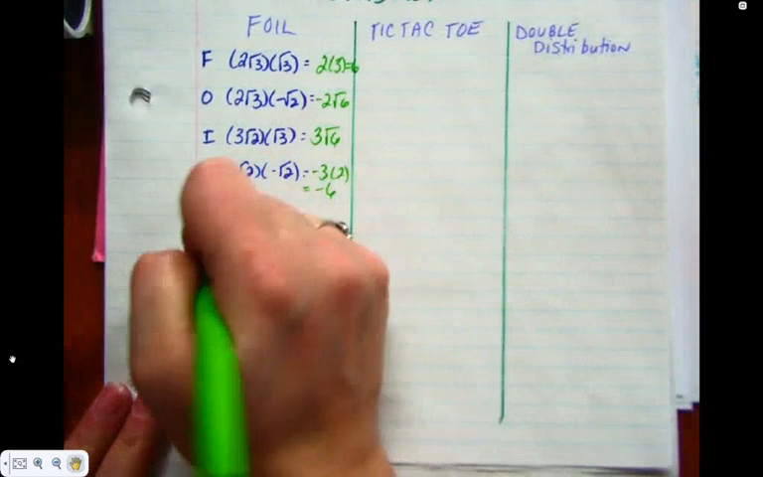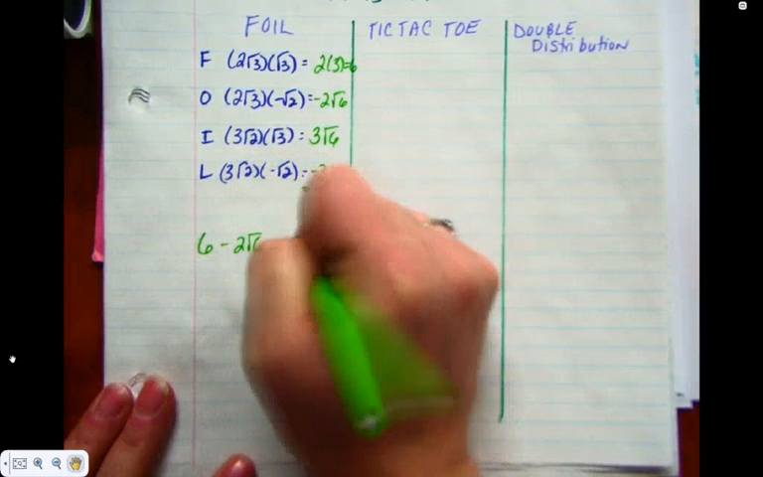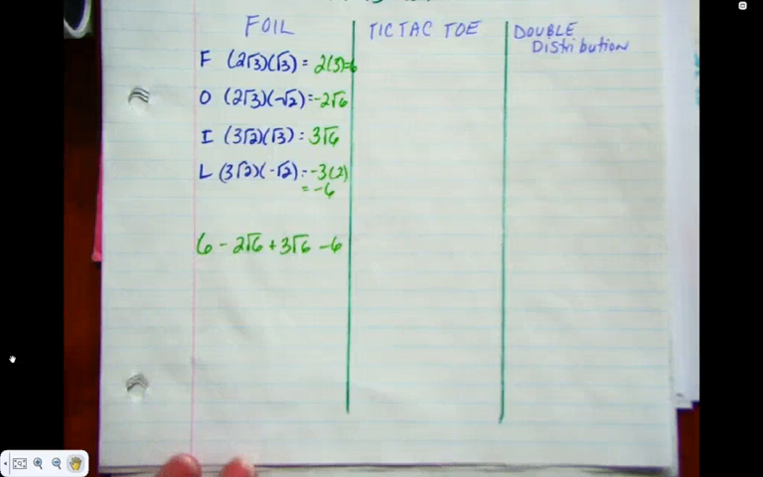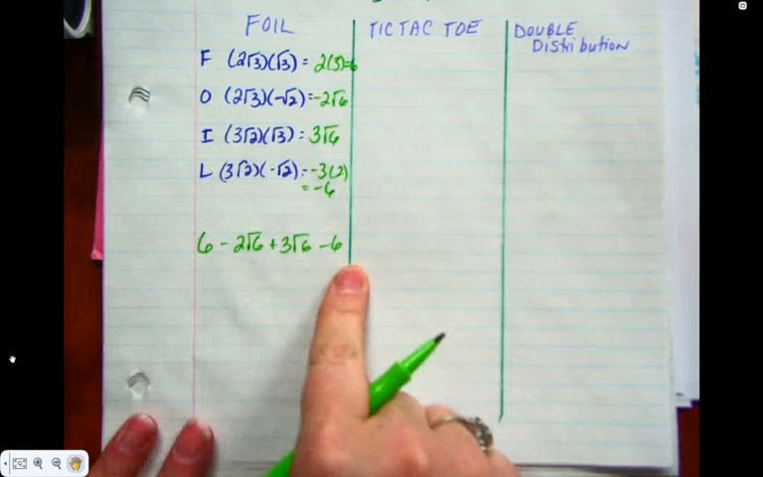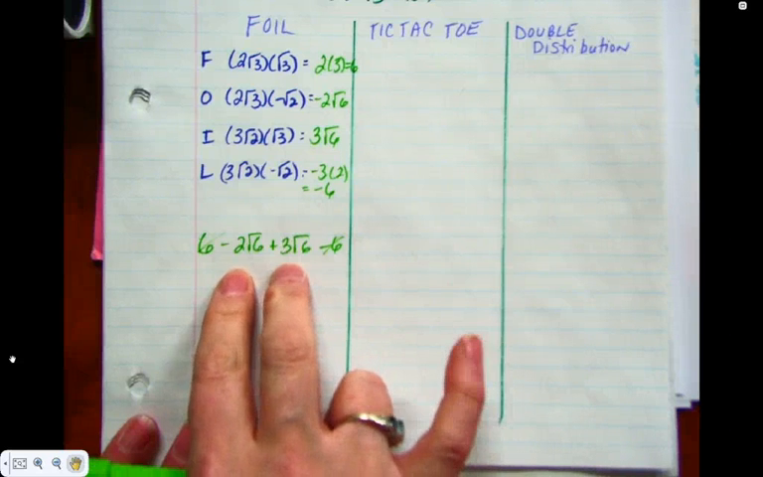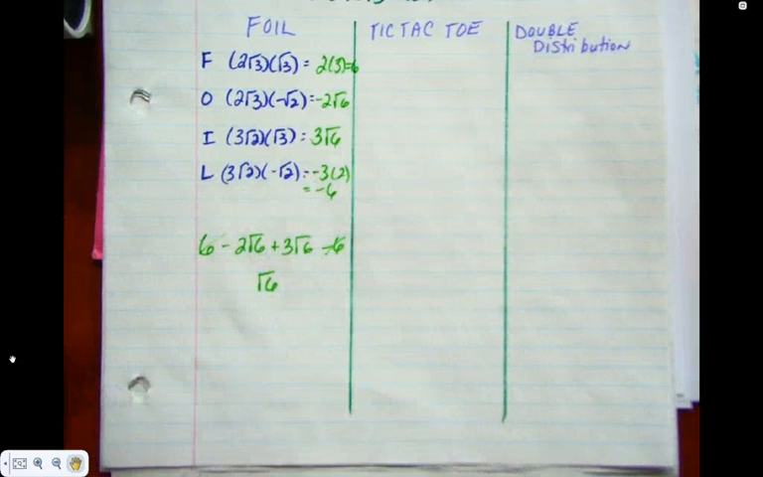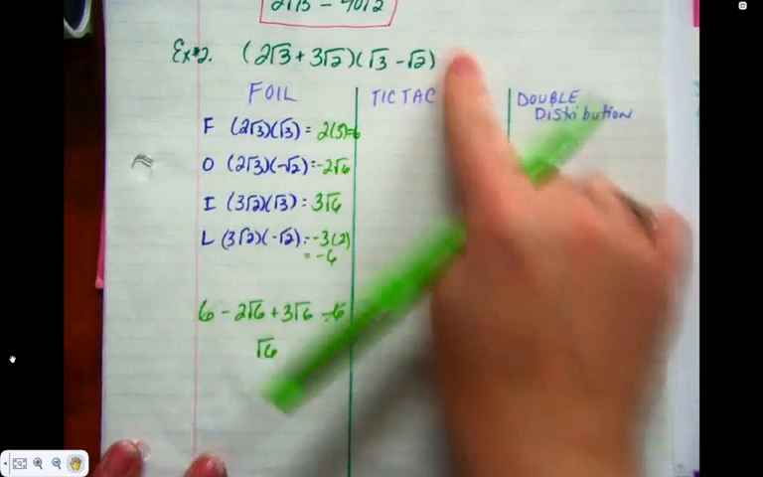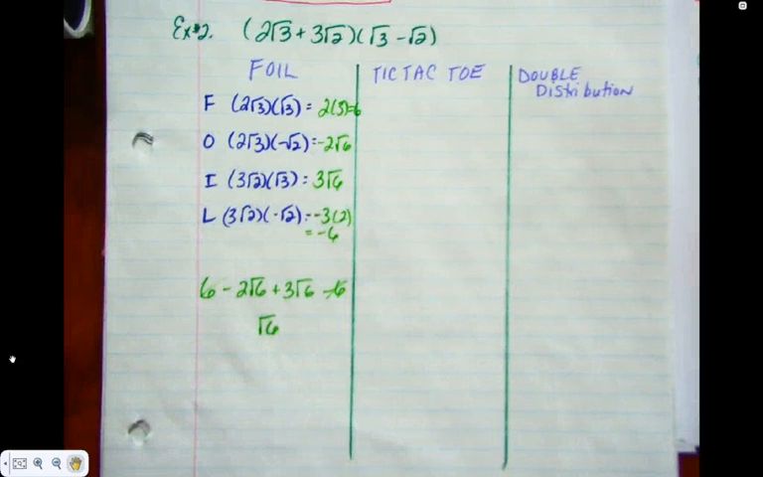So describing those 4 terms, I have a 6, a negative 2 root 6, a positive 3 root 6, and a negative 6. Simplifying, what's going to happen with 6 and negative 6? It's going to cancel. Can I combine these 2 root 6's? Yeah. So if I have negative 2 of something and then 3 of something, what do I have? 1 of something, so I have a root 6. Is that not crazy mathematically that all of this up here all comes out to be root 6? It's kind of crazy.